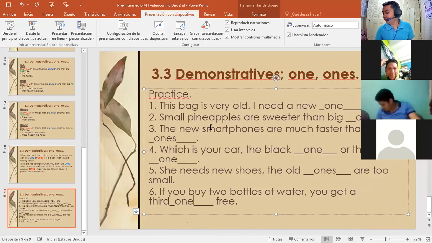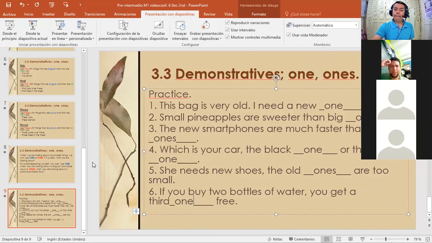Good. Any questions so far? No. I have a question. Yes, Grisel, tell me. When you translate "ones", what's the meaning in Spanish of the sentence? Well, it depends on what you're talking about. For example, if I talk about shoes, the old ones means los zapatos viejos, right? Or you simply say, los viejos, right?